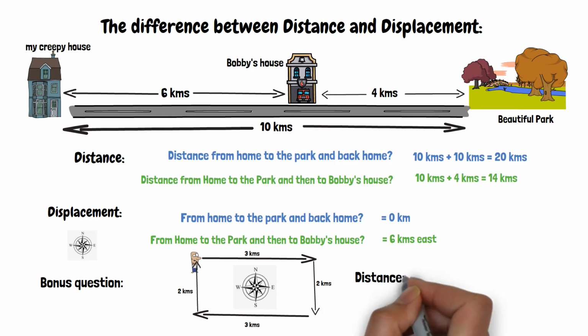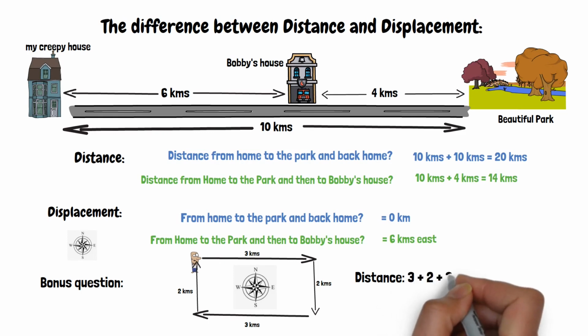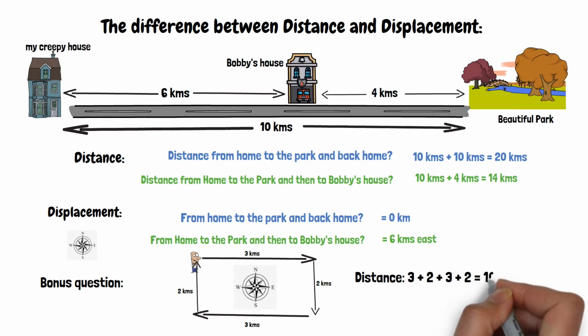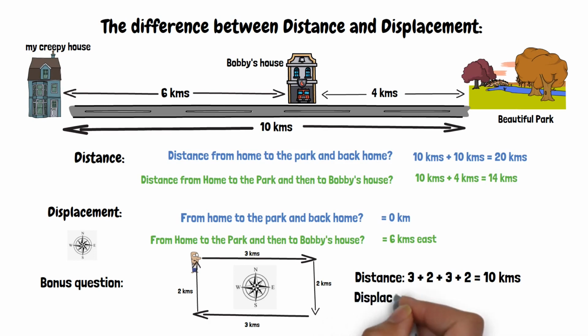To calculate the distance, you just need to add up all the distance I've traveled, which is 3 plus 2 plus 3 plus 2, and the total is equal to 10 kilometers. The displacement is 0 because my initial position and my final position are the same.